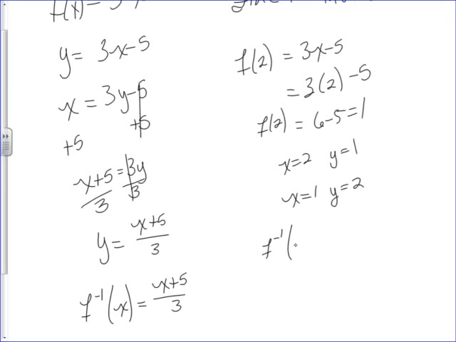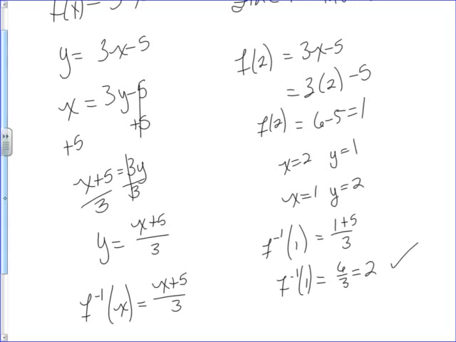Then throw that into your inverse. So the inverse function evaluated at 1 is 1 plus 5 over 3, which equals 6 over 3, which equals 2. All right, so the inverse of f of 1 equals 2, so it works. We did the problem right.